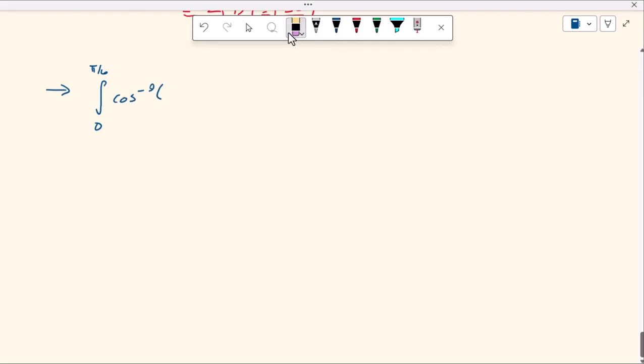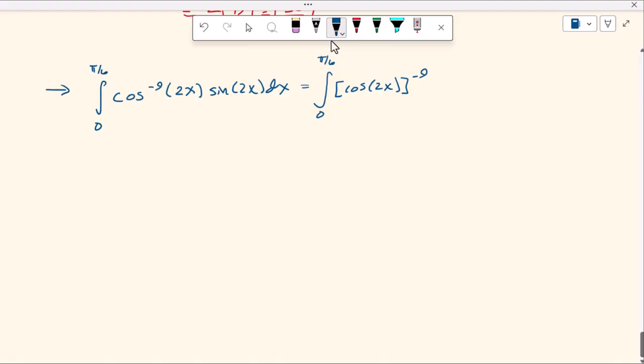So this is cosine to the -9 of 2x times sine 2x. Now I don't want you to look at this and say, oh, this must be inverse cosine. It isn't. This is kind of a different notation. It didn't used to be a common notation, but I see it more and more now. So I would like to pull that out and rewrite it just a little differently so we don't get that confused with an inverse trig function.